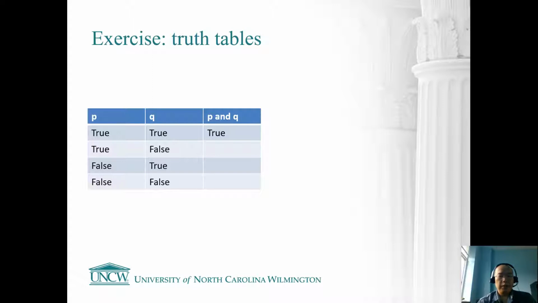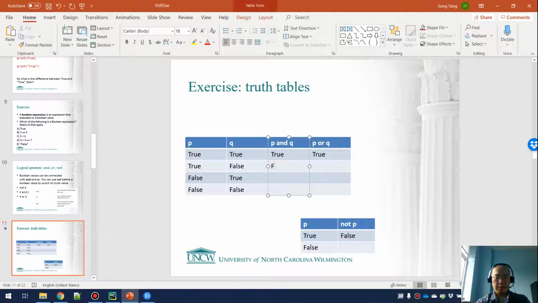So for the truth table, now we are using P and Q, okay? So P and Q will give you a true only when true and true. And for the rest of the three cells, true and false, false and true, and false and false, they will all be false. Let me just fill them in. So false, false, and false.